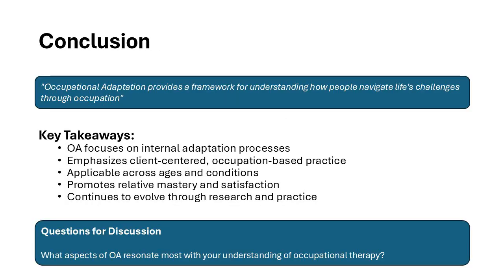So, wrapping up for the novice OT student listening, what are the absolute key takeaways? Okay, four main things, I think. One, OA's unique focus is on the internal adaptation process, how people respond to challenge. Got it. Two, it strongly emphasizes client-centered, occupation-based practice. Meaningful doing is central. Three, it's incredibly versatile, applicable across different ages and conditions and settings. Yeah. And four, the ultimate goal is promoting relative mastery and satisfaction from the client's perspective. Perfect summary. And maybe we close this part with that final slide statement. Occupational adaptation provides a framework for understanding how people navigate life's challenges through occupation. It really captures the essence.